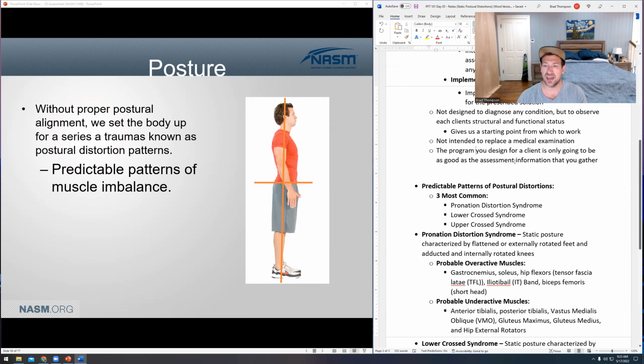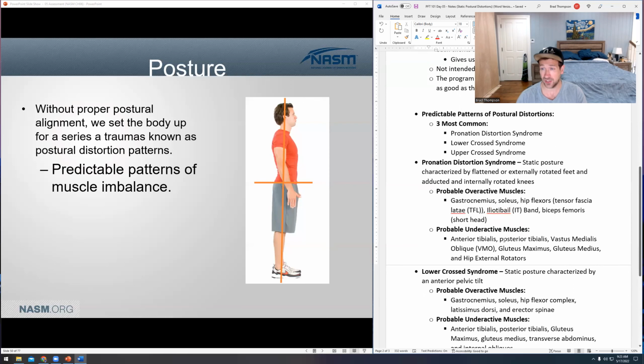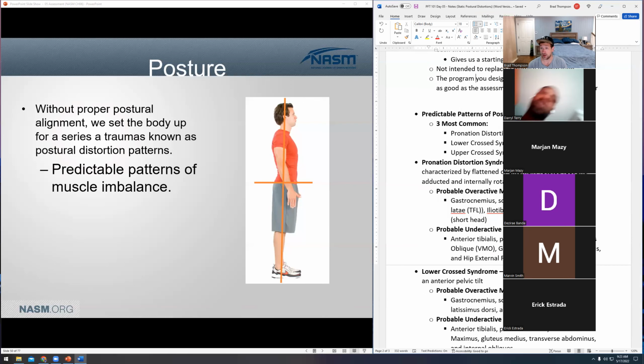But the program that you design is going to be only as good as the assessment that you perform. You're never going to be able to write a program that is actually custom to your client without doing an assessment first. And if you get very, very good at fitness assessments, it's one of my favorite selling techniques for having a successful career. Like I said, you sometimes have to do sales depending on where you find yourself as a trainer.